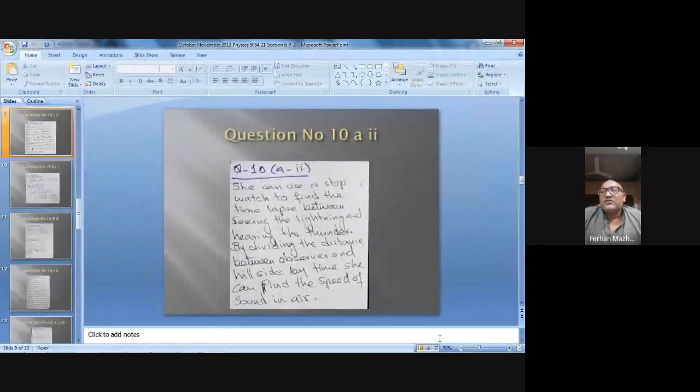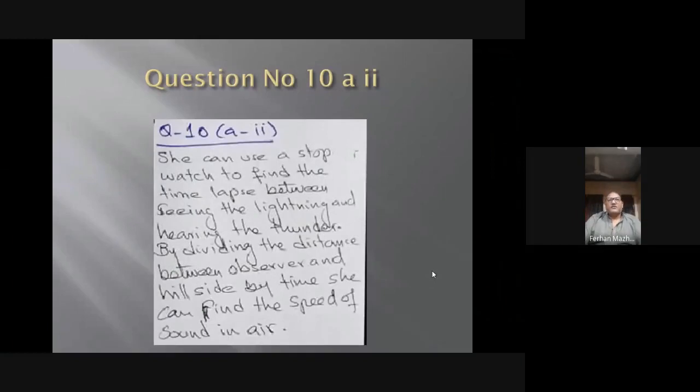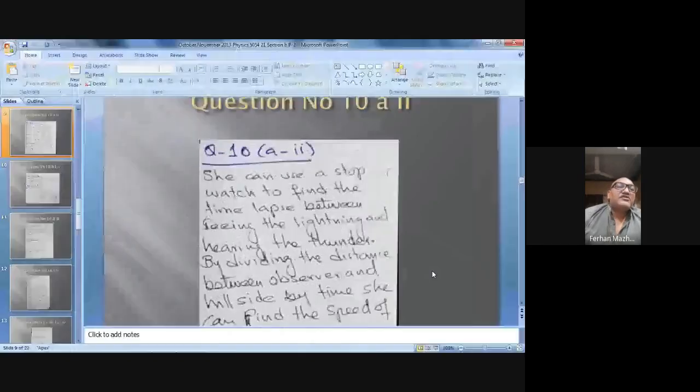Okay, so now you can see this. Let me increase the size and make it big. Question number 10A, second part: she can use a stopwatch to find the time lapse between seeing the lightning and hearing the thunder. By dividing the distance between observer and hillside by the time, she can find the speed of the sound in air. So it's a simple answer. Hopefully you have understood. Let me check the marking scheme.